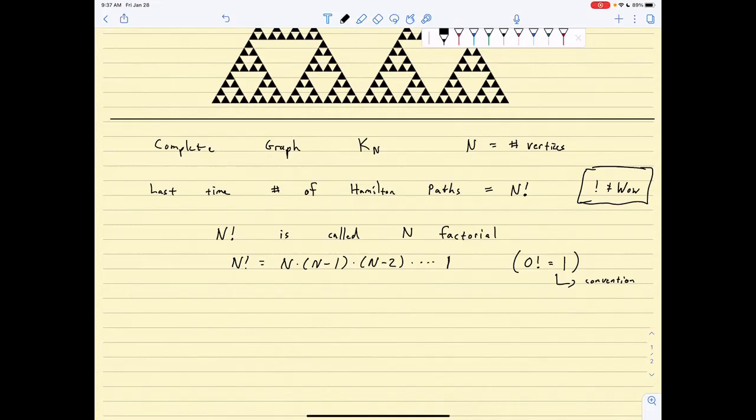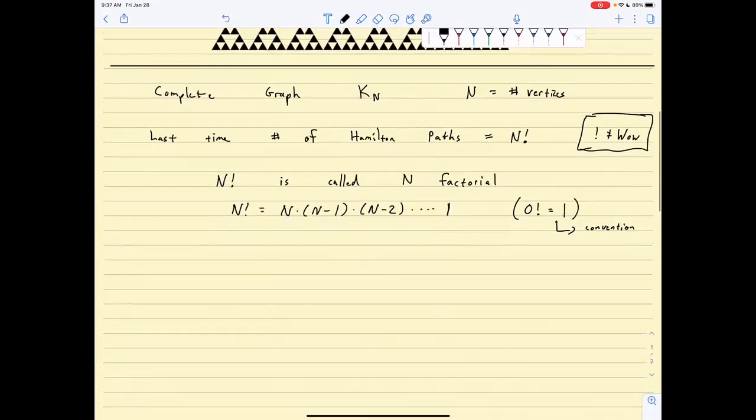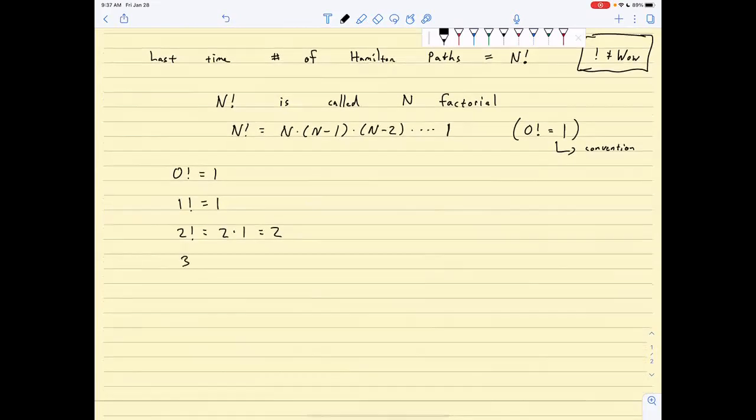That's the notion of n factorial. That's what it is. So let's look at some numbers. As I just said, 0 factorial is 1. 1 factorial is equal to 1. 2 factorial equals 2 times 1, which is 2. 3 factorial, 3 times 2 times 1, that's 6.